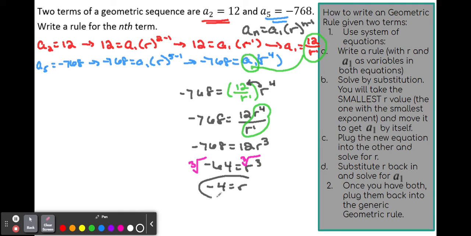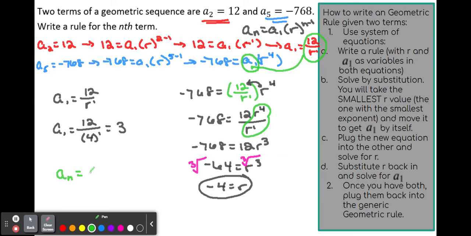So that's your R. To find A, we'll go back up to that equation, that A1 equals 12 over R to the first that we found. We'll plug R in. So A1 equals 12 divided by -4 to the first power. That is -3. And then we can put everything together. A sub n equals A1 times R, oops, I know what R is. R is -4 to the n minus 1 power.